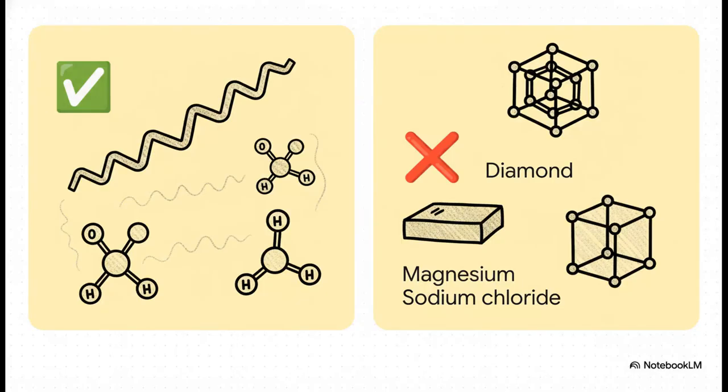And there you have it. The 2 correct answers are polyethylene and water. Now, why is that? Well, it's because they're both made of simple molecules. You've got your H2O molecules in water and those long-chain hydrocarbon molecules in polyethylene. The other 3, diamond, magnesium, sodium chloride, they're all giant structures held together by really strong covalent, metallic, or ionic bonds, not those weak intermolecular forces.